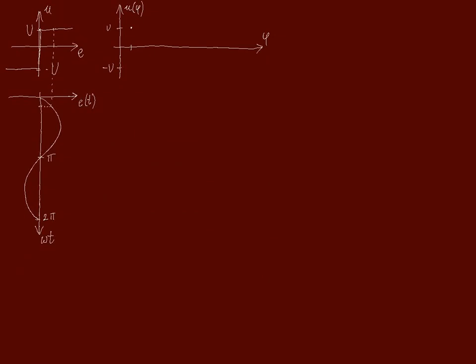And we need to do exactly the same thing for the entire period of the signal. After a while, you should notice that for each angle in the first half of the period, the signal is positive, so it will put on value large U, and for the second half of the period, the signal has negative values, so the function u of phi will be equal to minus large U.